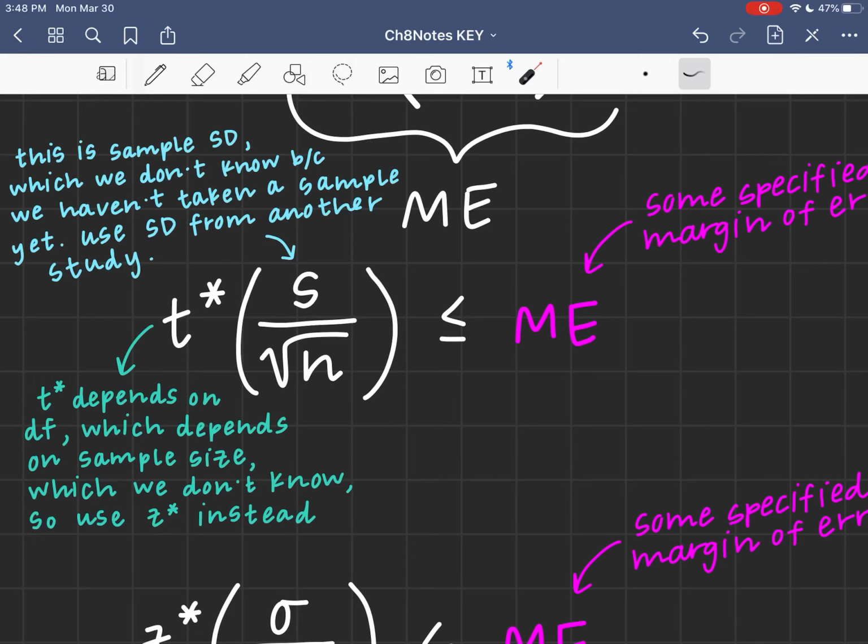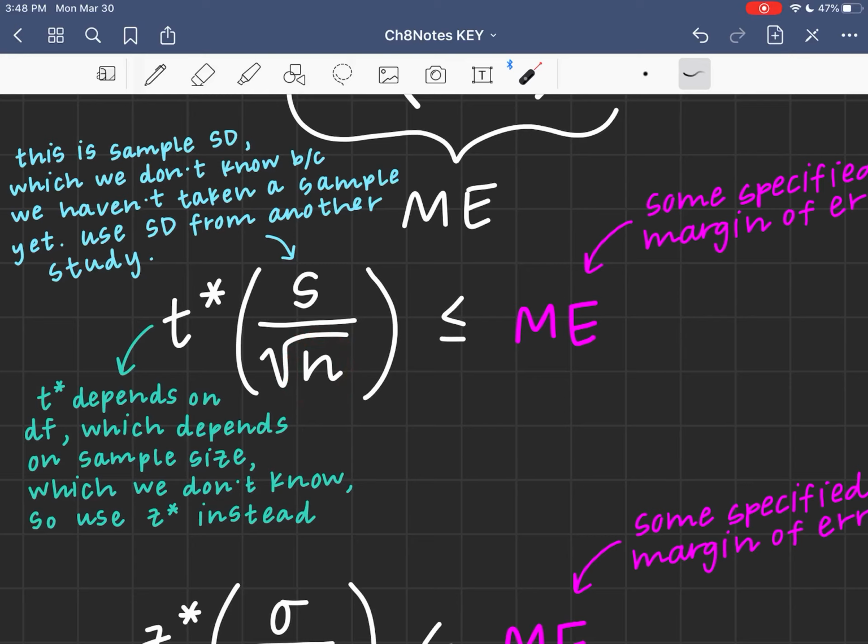Remember, when we pull up the t calculator on StatCrunch or any t calculator, a t distribution depends on degrees of freedom. Degrees of freedom depends on sample size. So we don't know our sample size because remember, that's what we're trying to solve for. So if we don't know our sample size, we don't know degrees of freedom, which means we don't know which t distribution to use. Because of that issue, we have to use a z instead. That's our only choice. Z is going to be our best guess at that critical value.